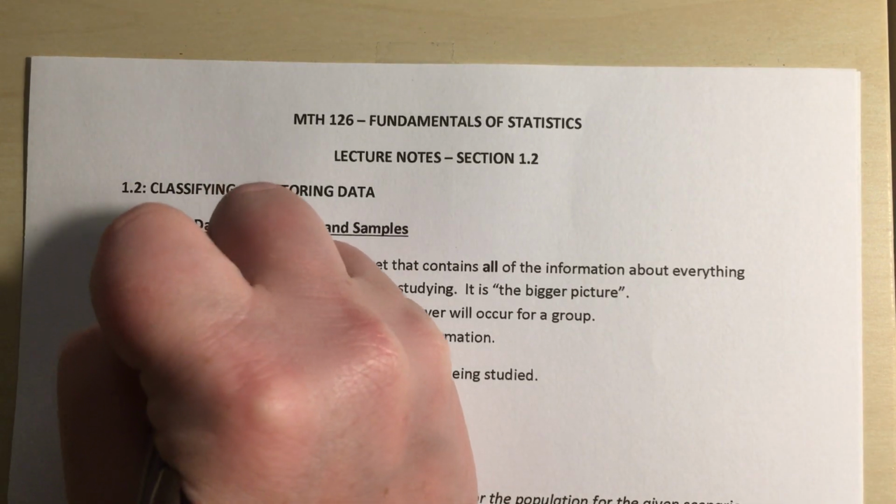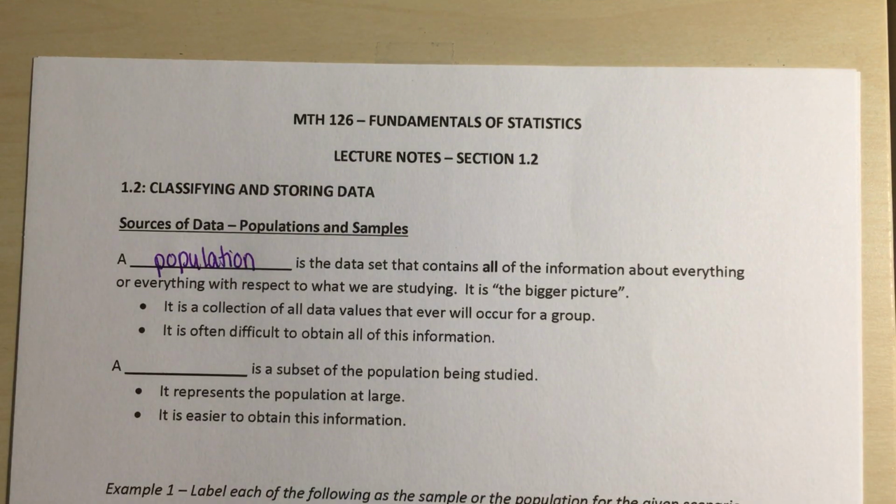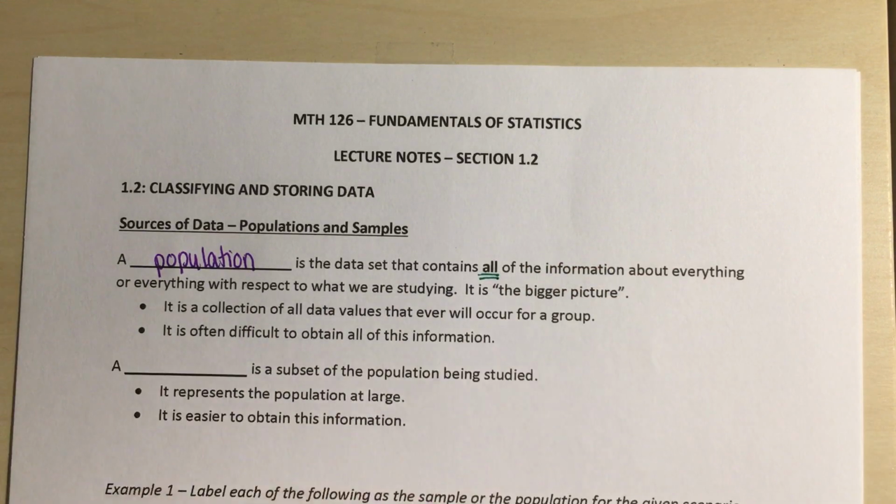So a population is a set of data that contains all of the information about everything with respect to what we are studying. It is the bigger picture. As we're reading this sentence, what we want to focus on is this word all. If we're thinking population, we are thinking about all of our data. It's a collection of data values that will ever occur in a group. It's often difficult to obtain all of this information. If we're trying to get information from everybody of a certain group, it can be difficult.